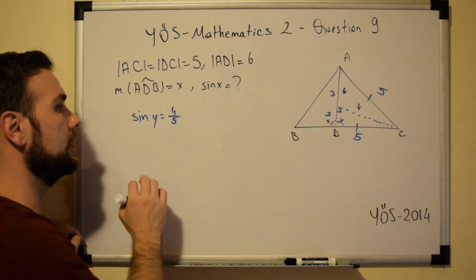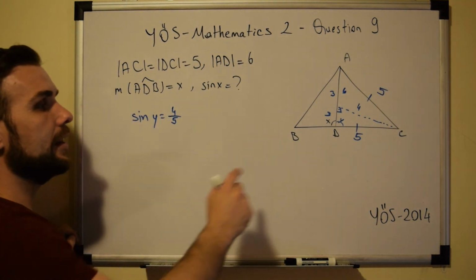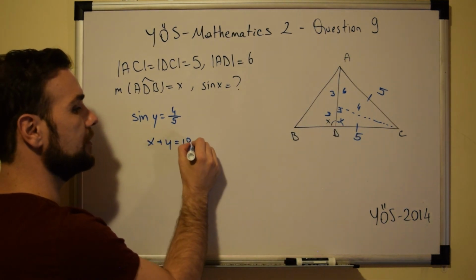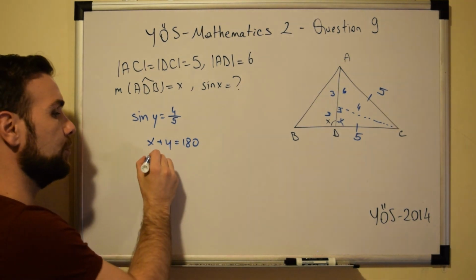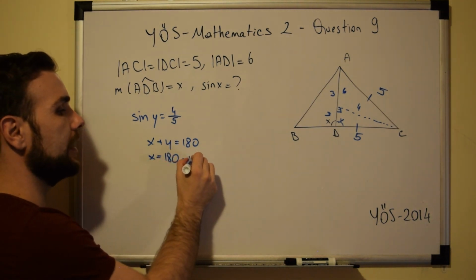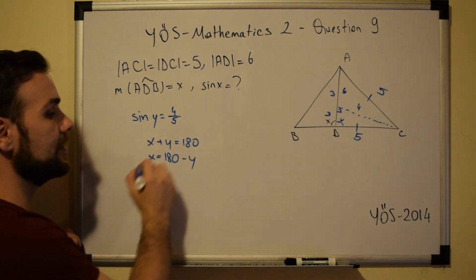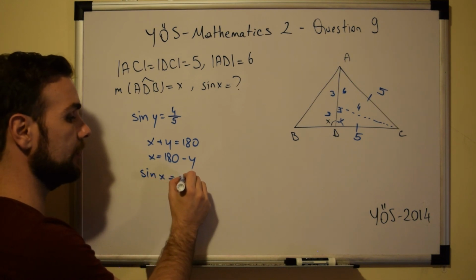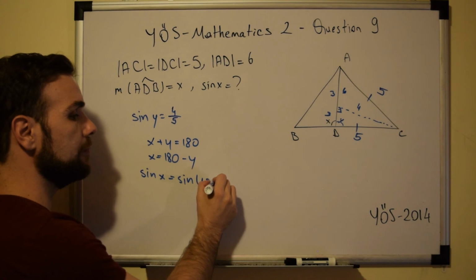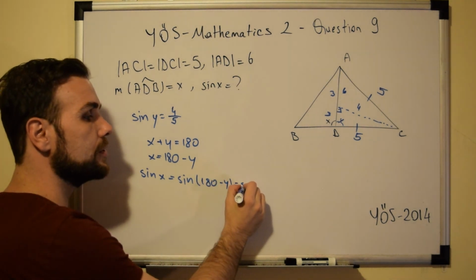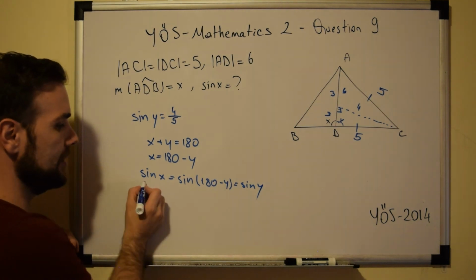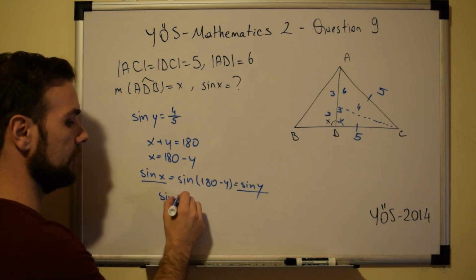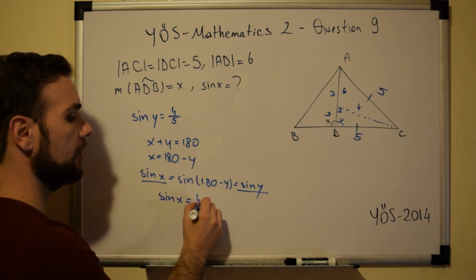Now we know the value of sine of y. Now what do we know here? We know that there is a straight-line angle, x plus y, which is equal to 180 degrees. From here we know that x is equal to 180 minus y. Now what does this tell us? It tells us that the sine of x is equal to the sine of 180 minus y, which is also equal to sine of y. So since sine of x is equal to sine of y, we know that the value of sine of x is equal to 4 over 5 as well.